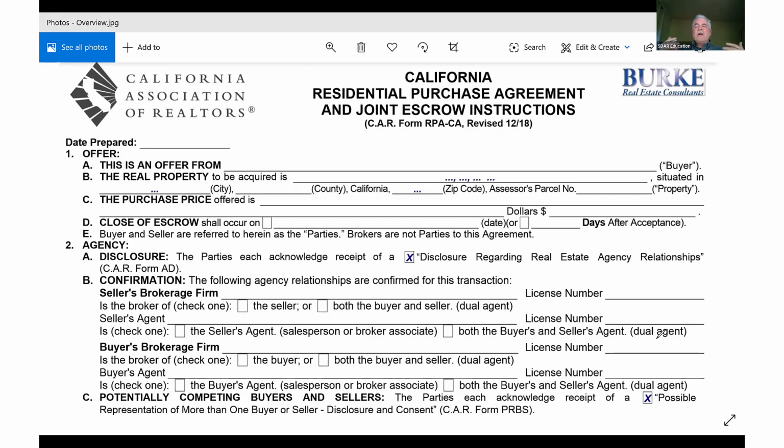I probably would not have it land on a Friday. I would probably not want it to be in the last week of the month. I don't want to be one of 1,000 closings. I want to be kind of out there on my own, maybe Wednesday, the third week or something like that.